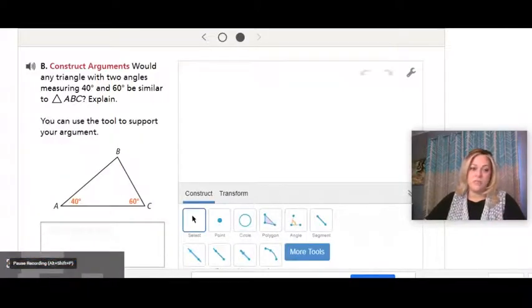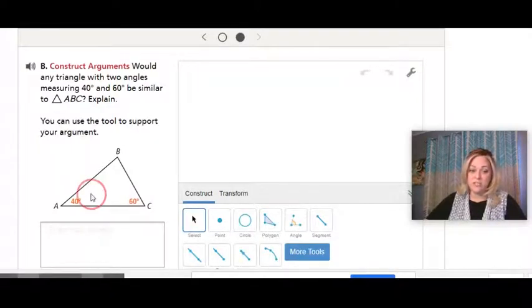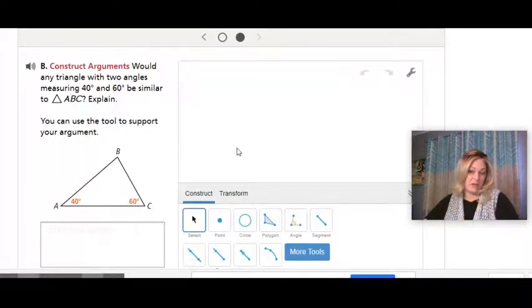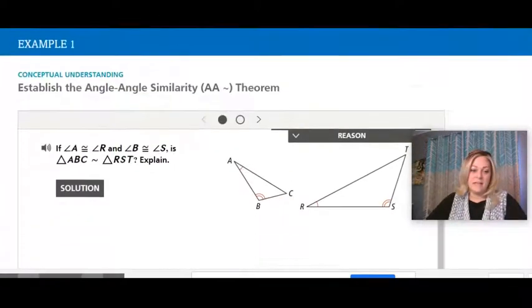Here's a construction. Would any triangle with two angles measuring 40 and 60 be similar to triangle ABC? So there's a picture of triangle ABC down here. And you have to create another triangle with 40 and 60 degrees and determine whether it's going to be similar or not.